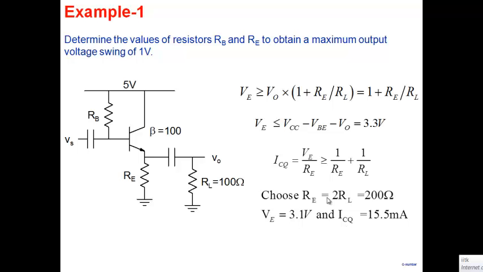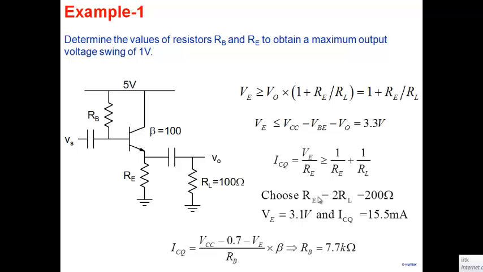We'll try to choose RE as high as possible without violating any of the limits. One possibility is RE equal to 2 RL equal to 200 ohms, and then we choose VE equal to 3.1. ICQ, depending on RE, comes out to be 15.5. And we know ICQ is (VCC minus 0.7 minus VE) divided by RB, times beta. So this gives us RB of 7.7 kilo. That completes our design. We have a value of RB and we have a value of RE.